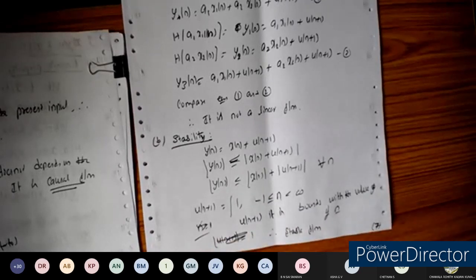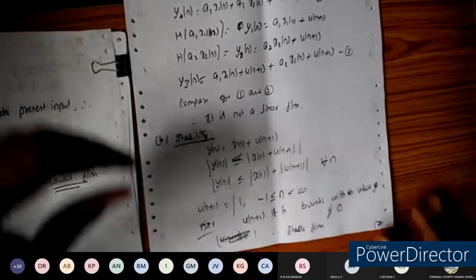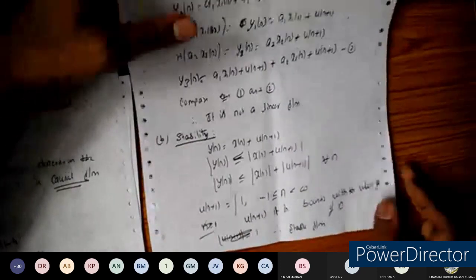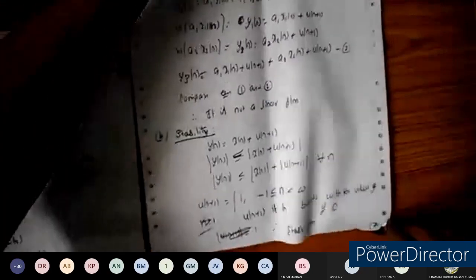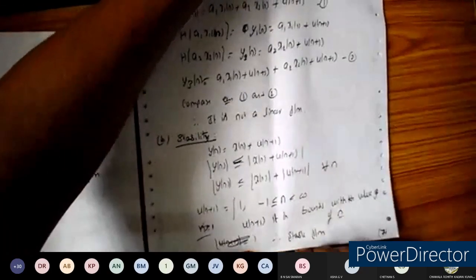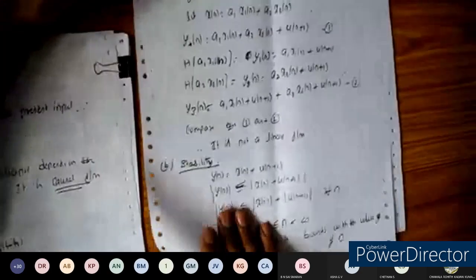Stable system. Got it now? Sorry, I was just confused here. Okay, it's a stable system. Done, right? That's the stability.